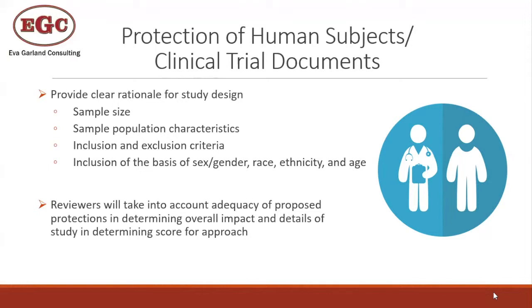The NIH in particular has been moving to strengthen the inclusivity of clinical trials and studies, and you need to address sex as a biological variable by including adequate numbers of both men and women, unless you have a scientifically robust reason for excluding one gender. In addition, in January, the NIH implemented a new criteria, inclusion of individuals across the lifespan, to ensure that both children and the elderly are included when possible. Reviewers will take into account the adequacy of proposed protections in determining the overall impact score for your proposal, and the details of the study in determining the score for your approach.